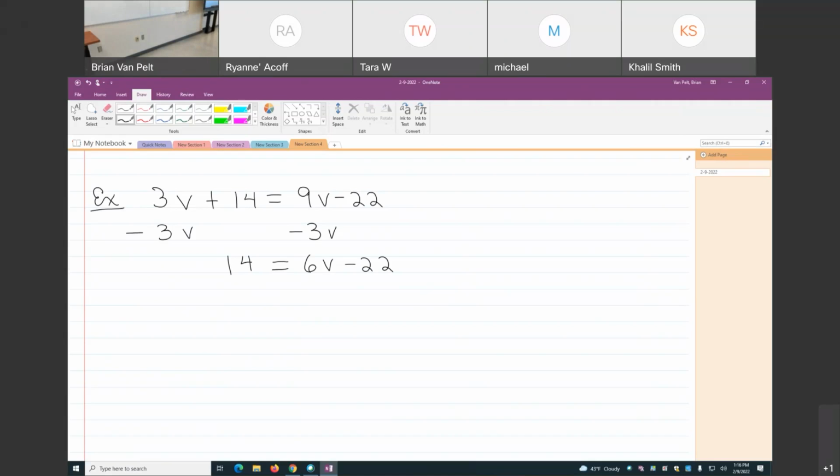Here what would be the next step from here? So now you're trying to get the letter by itself. The reason I put it on this side is because when I subtracted 3b, I ended up with a positive number here. And that seems desirable to me. So I have 36 on the left, I have 6b on the right. Now what?